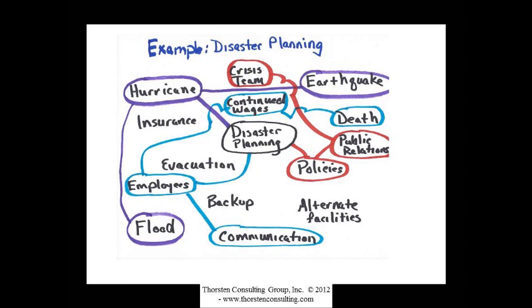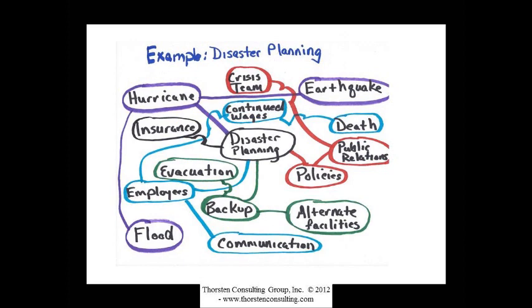The next color that I selected was a light blue, and you can see that I've linked employees to communication, to continued wages, to death. And I've linked all of that back to the center of disaster planning as well. After I've linked those together, you can see a dark green, and I linked together the concepts of evacuation, backup, and alternate facilities. The last item is just one circle, and it is the word insurance, and I've circled that in black and linked it to disaster planning.